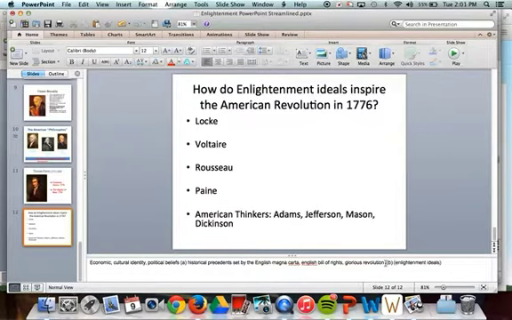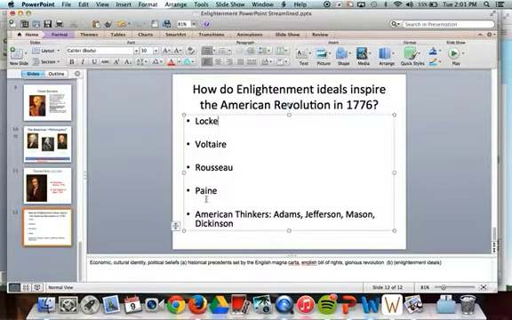Enlightenment ideals fundamentally contribute to the transformation of their relationship, where the American colonists cast themselves as people who have the right to overturn a government, because when a government becomes destructive to the ends which it was implemented to uphold, then it needs to be done away with. That idea is an Enlightenment idea. It's actually from John Locke, and then Thomas Jefferson just kind of takes it. So we're going to be looking in more detail at Locke, Voltaire, Rousseau, and Thomas Paine. What are all these guys saying that inspire the American Revolution?